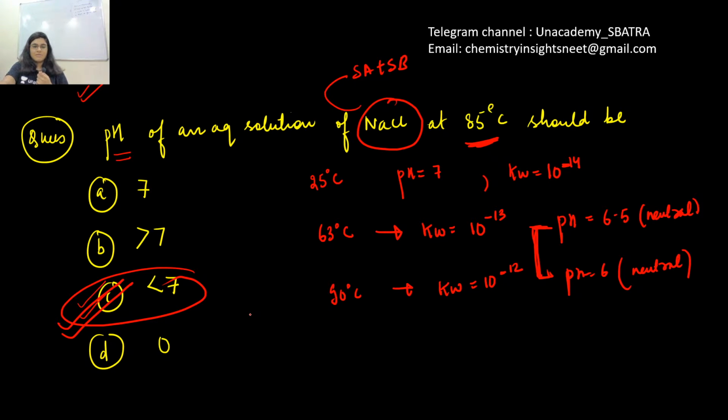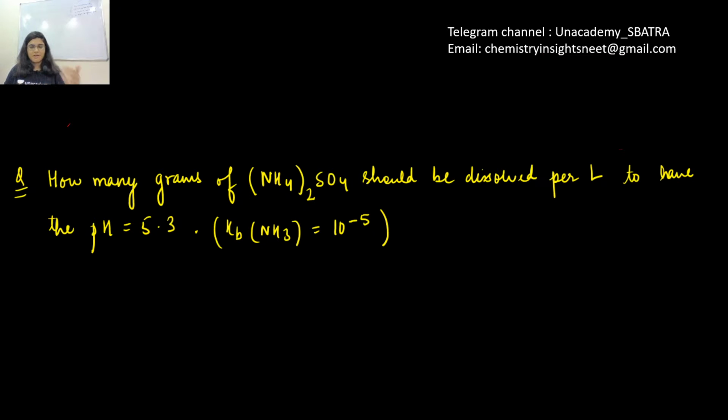All right, fine. Now this is the second question in front of your screen. Just analyze the question carefully and then tell me the answer. What you have to find out is, how many grams of (NH4)2SO4 should be dissolved per liter to have the pH 5.3?